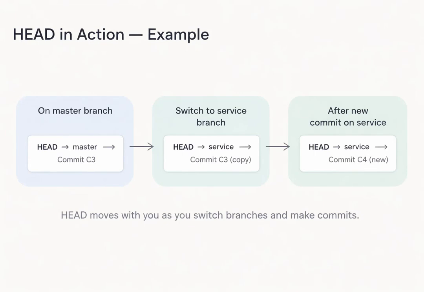Let's make this concrete with an example. Imagine you're on the master branch. Head is pointing to master, and master is pointing to your latest commit. Let's call it C3. Now you create a new branch called service and switch to it. At this moment, head moves. It now points to the service branch, which still has the same commits as master up to C3. Then you make a new commit on the service branch. Call it C4. Now head points to service, which points to C4. If you switch back to master, head moves back to master and C3. This is how Git always knows where you are and what your latest work looks like.